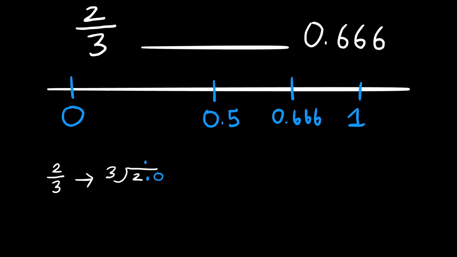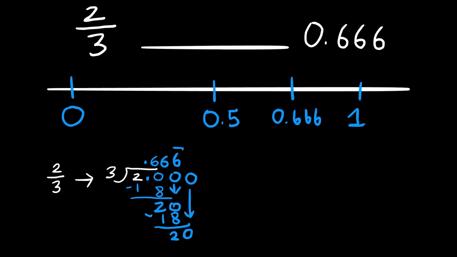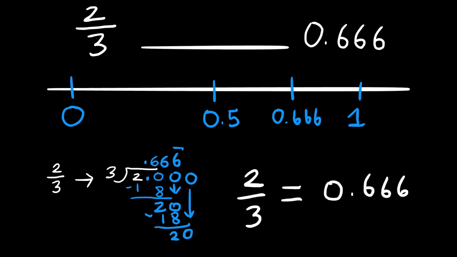Now 3, how many 3's go into 20? That is 6. 6 times 3 is 18. Now 20 minus 18 will be 2, you need to add a 0, bring it down. 3 goes into 20 again 6 times. 3 times 6 is 18, 20 minus 18, and you see it's a pattern and it's repeating. So 2 over 3 is the same as 0.666. So that means that 2 over 3 is equal to 0.666, and it means that these two numbers are equal to each other.